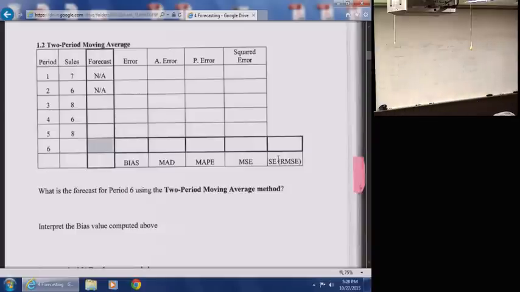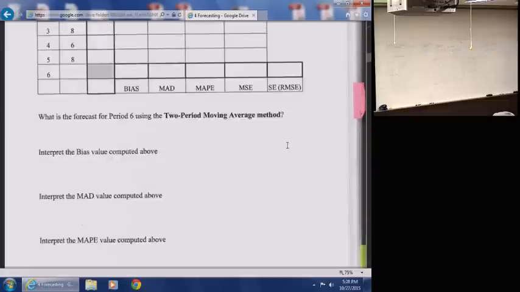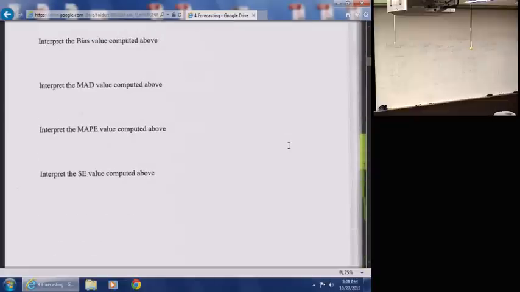The next question: interpret the MAD value computed above. MAD equals 1.17. What does it mean? It's the average error, 1.17. You can just say that. On average, you tend to make an error, either plus or minus, equal to 1.17.